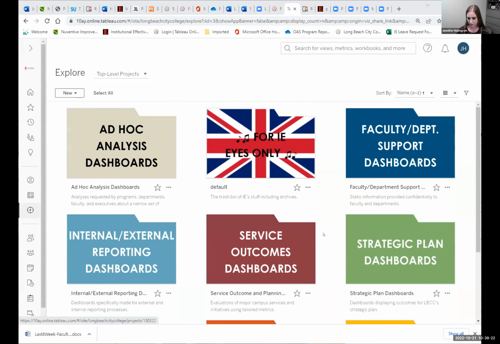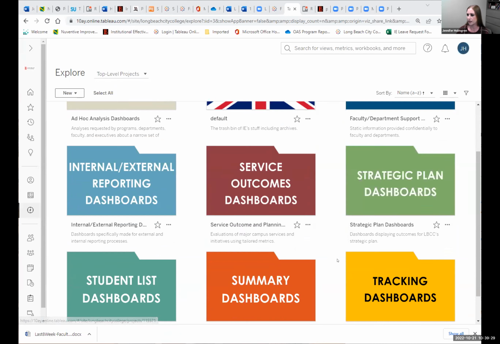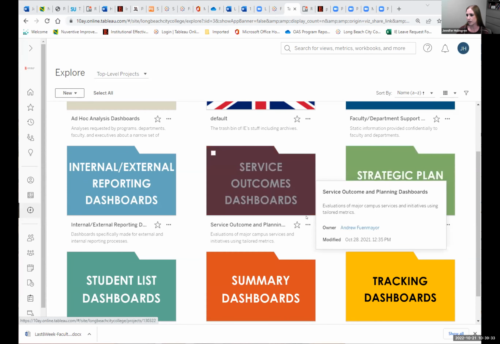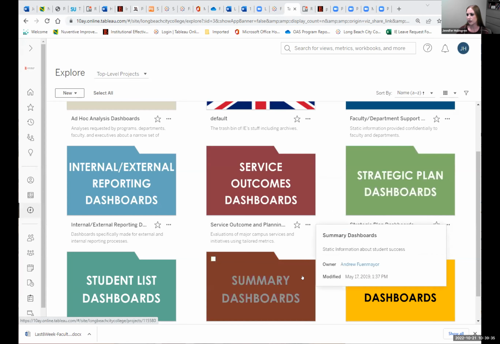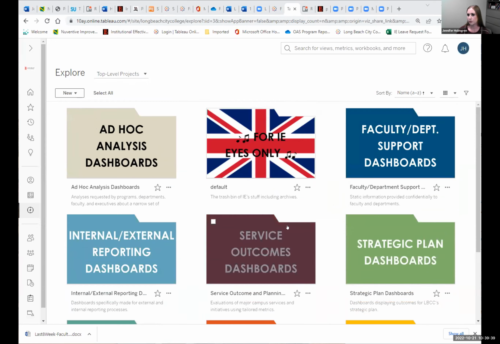I can just show you a quick view of our main page. This is from my perspective, not everybody can see this, but these are all our different types of dashboards that we have: strategic plan dashboards, dashboards that update on a daily basis, service outcomes. Our summary dashboards have student achievement data, our SLO dashboards. So we have many different types of dashboards, and the ways that we provide support really vary.